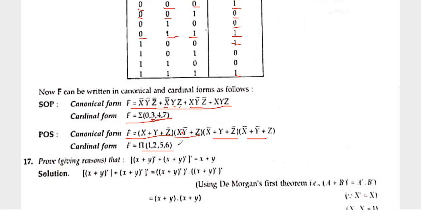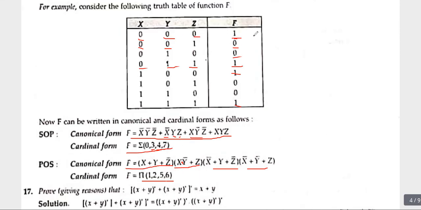The cardinal form is also a shortened form, meaning the expression is represented in a shorthand manner. So in your problems, most of the time the expression will be given in the cardinal form. You are also able to find the cardinal form directly from the truth table. If you number all these rows, it is 0, 1, 2, 3, 4, 5, 6, 7. There are 7 combinations, and you should start the counting from here: 0, 1, 2, 3, 4, 5, 6, 7.